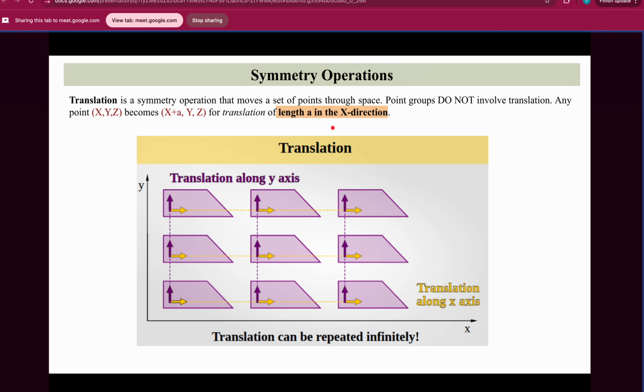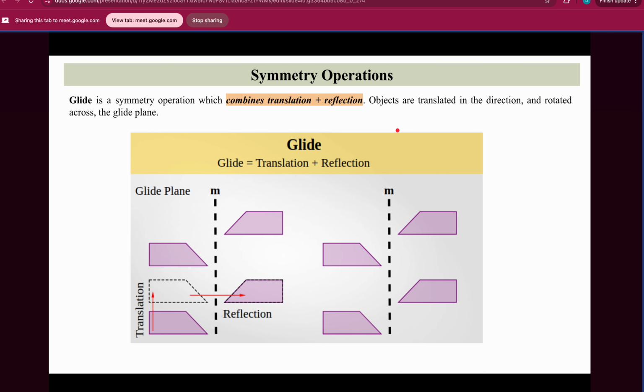It depends on which direction the translation is happening. Whatever direction the translation is happening in, you need to add something, meaning the distance by which that translation has happened. Similarly in this case, if translation has happened towards some direction, then we will add some distance a by which this movement has happened. This is how the coordinate positions will change for the particular crystal for which we are studying the symmetric operation. So this is translation.